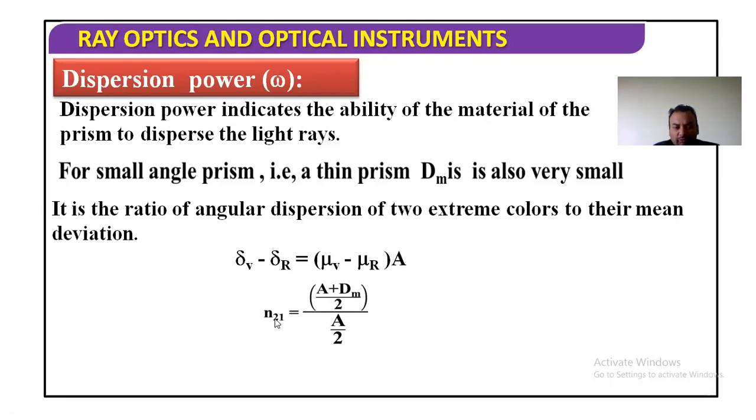n/1, the refractive index of the second medium with respect to the first medium, is equal to the angle of prism plus minimum deviation divided by 2, and a by 2, right. We know both formulas: the angular dispersion, delta v minus delta r is equal to mu v minus mu r into a, and the prism formula, n/1 is equal to a plus dm, this dm is called the minimum deviation, divided by 2 and a by 2.